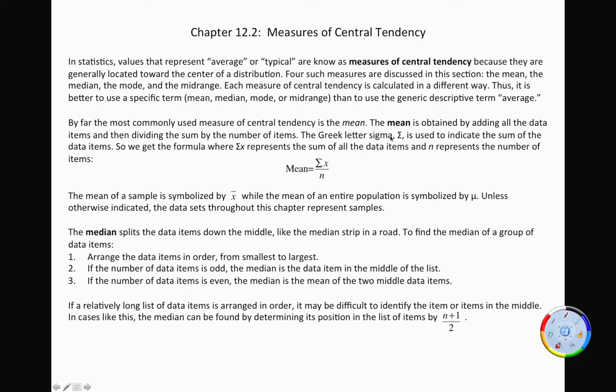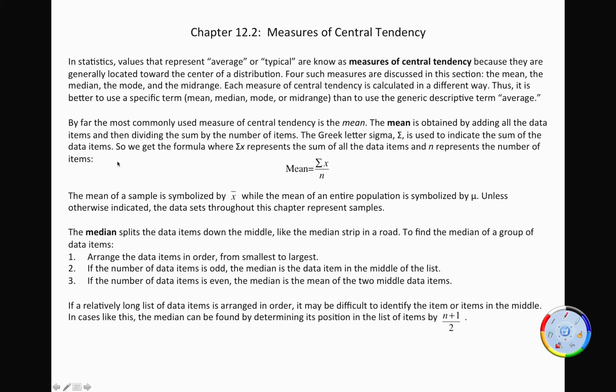The Greek letter sigma, which looks like this, is used to indicate the sum of the data items. So we get this formula where we use this symbol, which means the sum of x, to represent the sum of all the data items, and n represents the number of data items. So your formula for the mean looks like this.